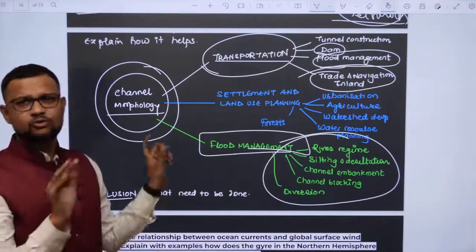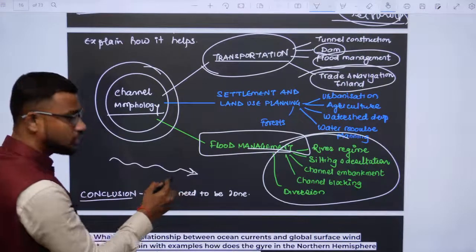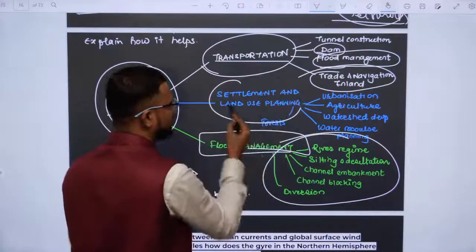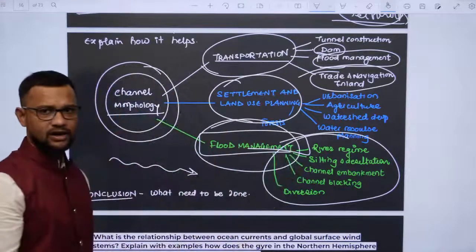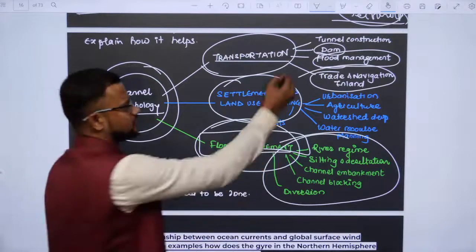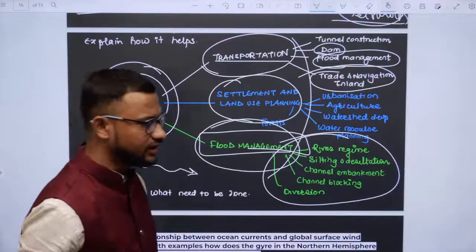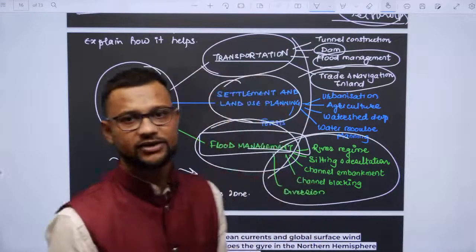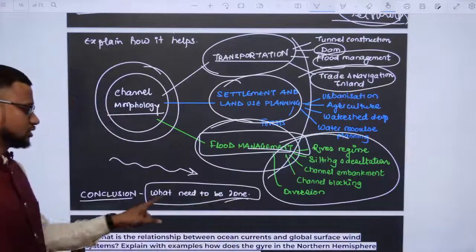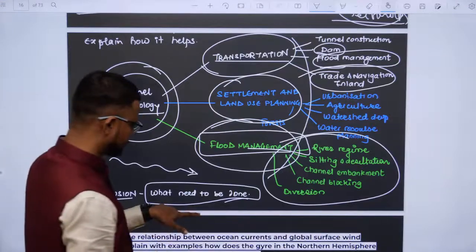That ultimately is what the question is asking for. Question is asking how the knowledge of channel morphology will help you to plan these things, transportation, settlements and flood. And yes, when you go through this point you will find it is easy to deal with, absolutely easy to deal with this point. And yeah, in the last, in conclusion, you need to write the solution further.